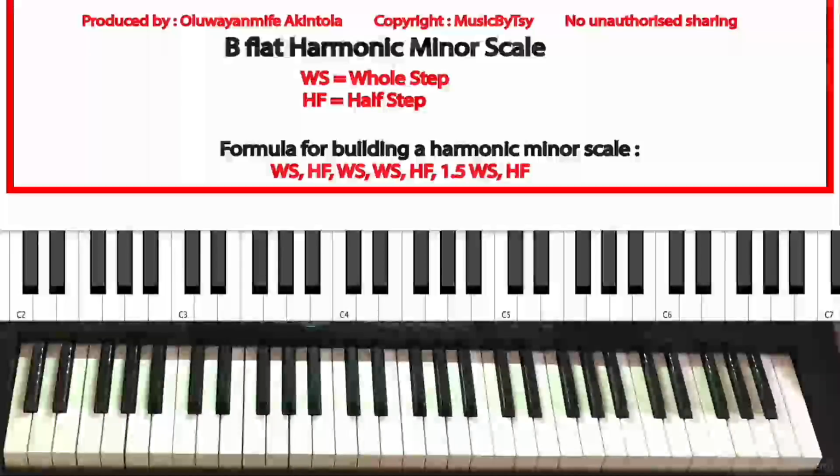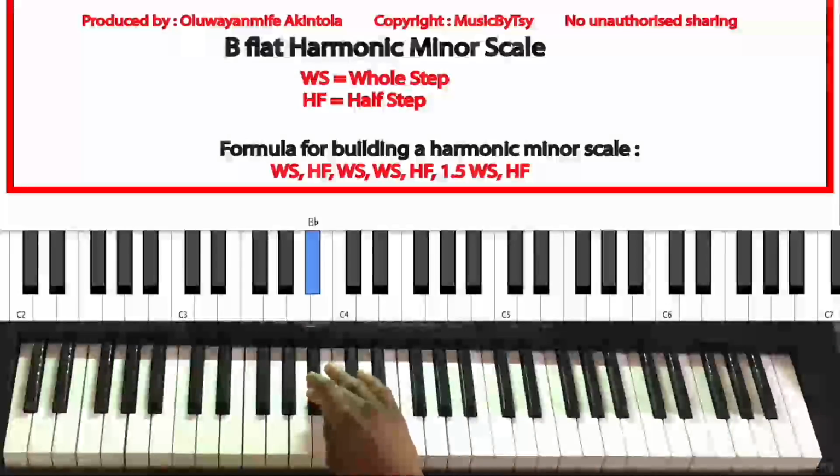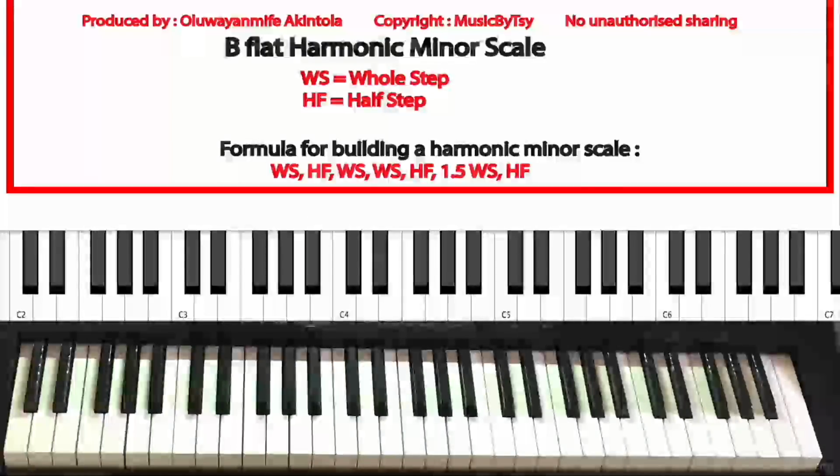In this lesson we're going to be learning about the B flat harmonic minor scale. Now in order to build a harmonic minor scale for any key, there are two methods that we can use. The first method has to do with tweaking the natural minor scale for that key. The second method has to do with using the formula. In this lesson we're going to be using both methods. So yeah, let's start.